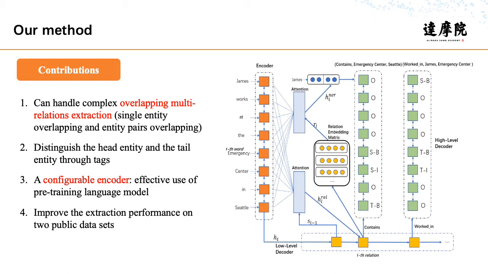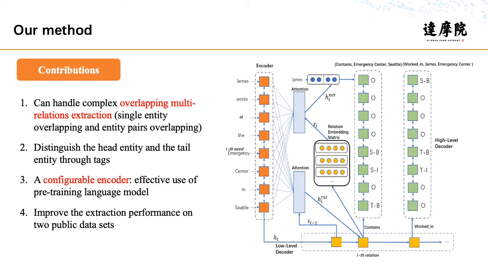Based on this unique design, our model can generate multiple triples in one sentence. Since each relation and entity pair is independently generated, our model will not be affected by the overlapping multi-relation situation. The contributions of our work are concluded as follows.